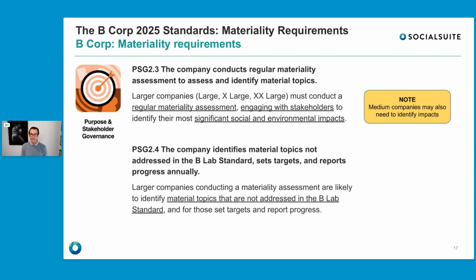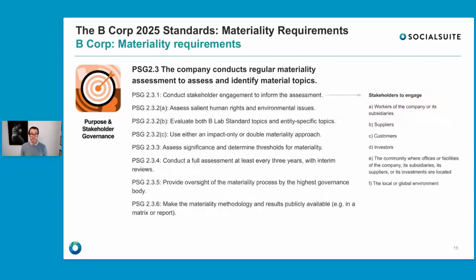You need to engage with stakeholders. We'll unpack that too. And the reason, again, to do this is that you need to identify the most significant or material social and environmental impacts your business is having or your organization is having. Then under 2.4, that is post-materiality assessment, once you've identified your material topics, you also might have identified topics that are not addressed in the B Lab standard, like cybersecurity. In that case, you'll need to set targets and report progress annually on those specific topics and impacts you're having.